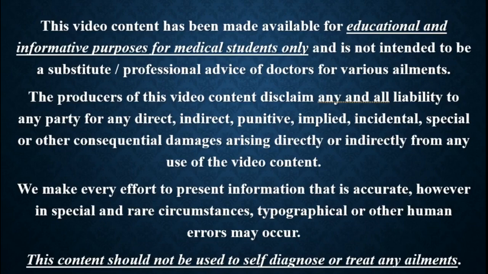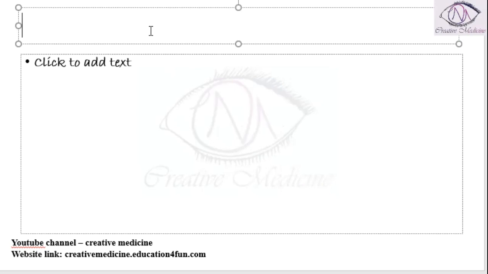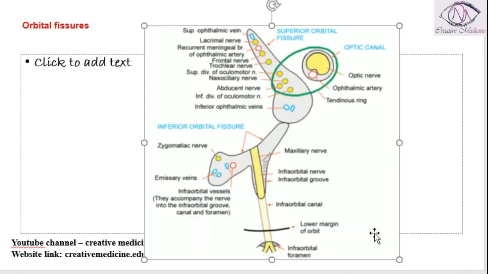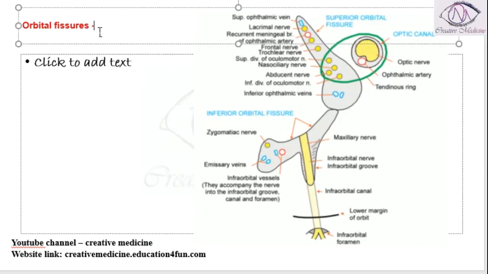In this lecture, we will learn about orbital fissures. In the orbital fissures, we have different types of orbital fissures actually. So the first orbital fissure is the inferior orbital fissure.